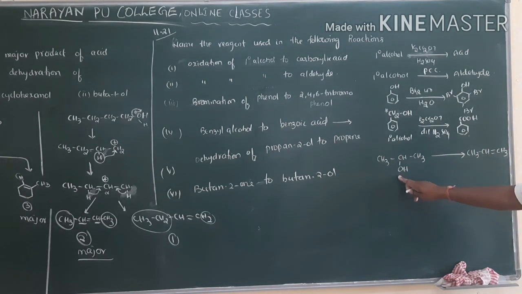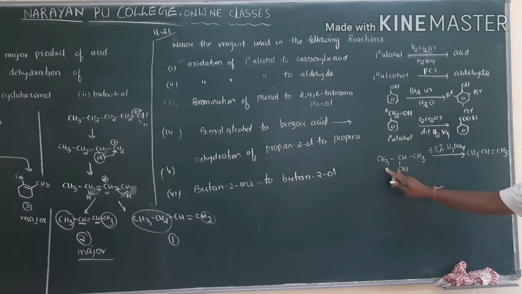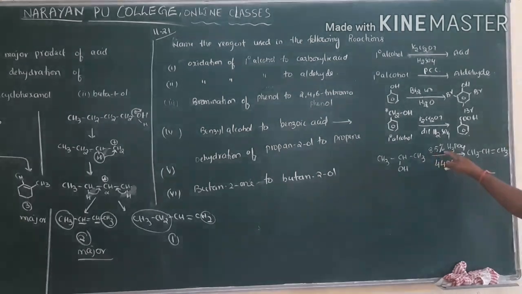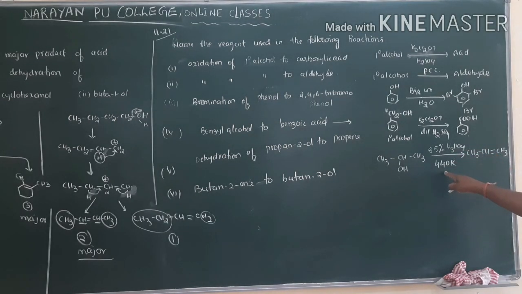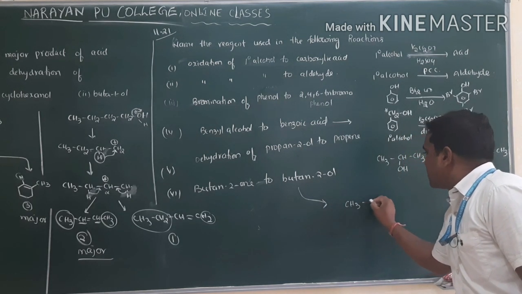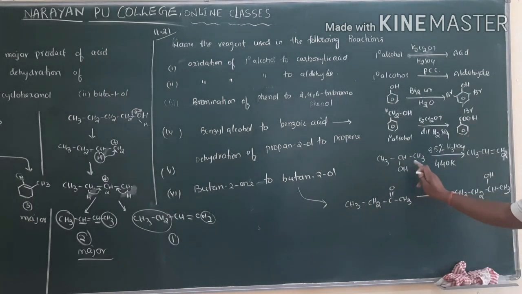Dehydration means, you see, it is a secondary alcohol. Secondary alcohol means what you have to use? 85% H3PO4 you can use. I have already mentioned: for primary alcohols, concentrated H2SO4. For secondary alcohol, you have to use 85% H3PO4 and 440 Kelvin. If tertiary alcohol, 20% H3PO4 and 358 Kelvin. I have already mentioned. Last one here is 2-butanol, CH3, CHOH, CH2, CH3, to alkene, secondary alcohol to alkene, with a double bond.